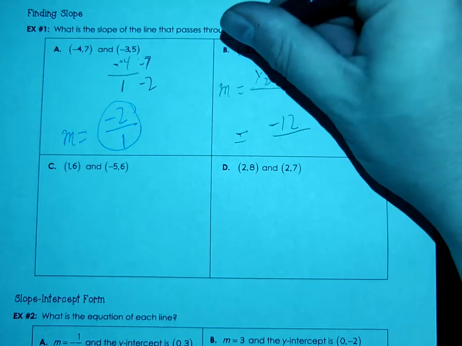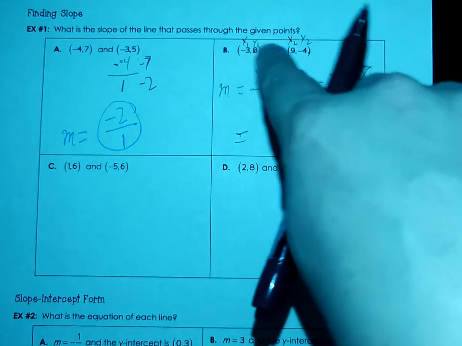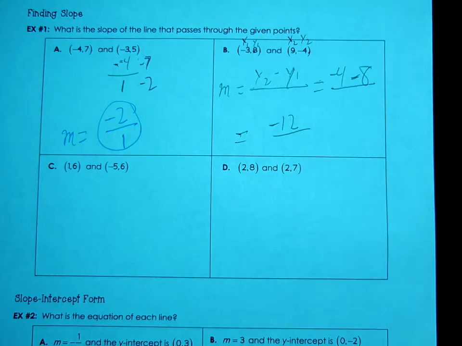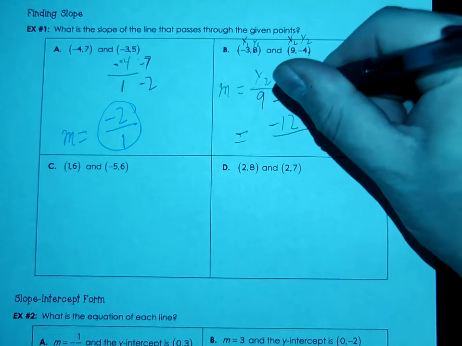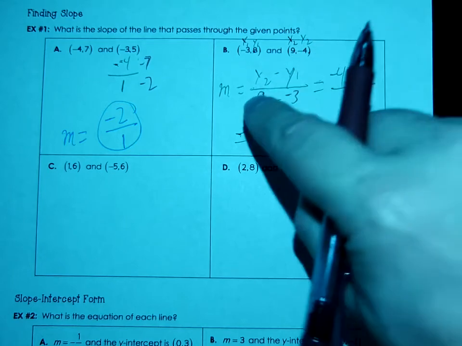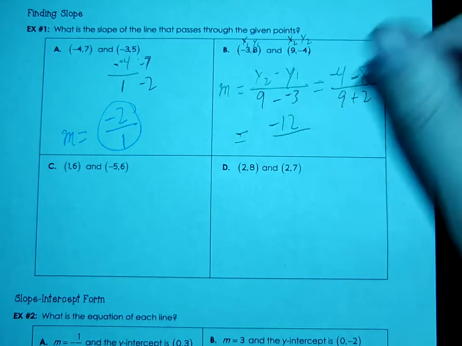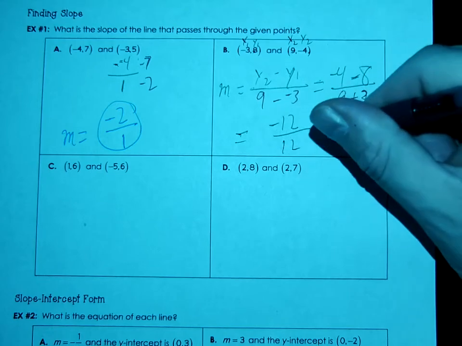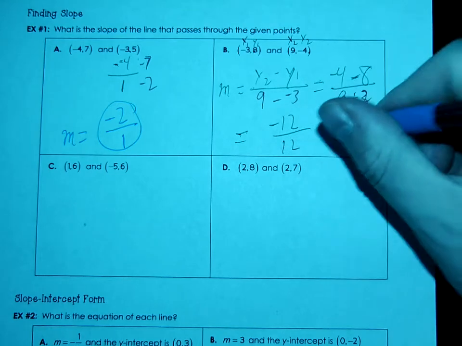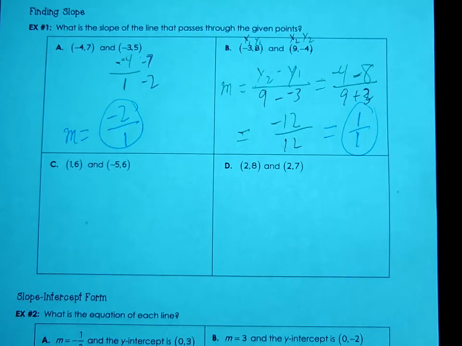In the denominator, I'm going to have my x's. Here's my first x value, here's my second x value. These subscripts just mean first and second values. So here I'm going to put a 9 minus -3, the difference in the x's. 9 minus -3, that's 9 plus 3, that's 12. So my slope here is 1 over 1, because that reduces. You do not have to always write slope as a fraction. I will write slope as a fraction every time because that's what I prefer to do.